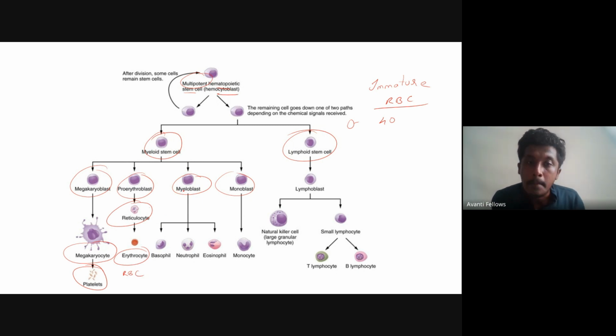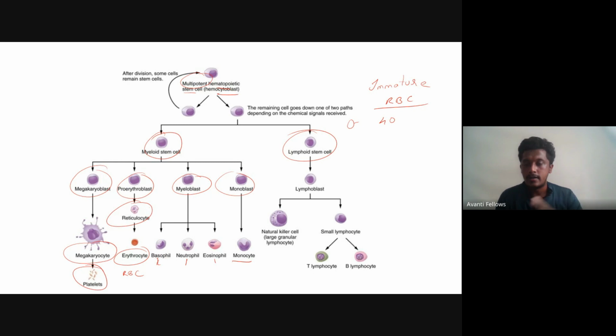Now coming to myeloblast, which gives rise to immune cells. Your WBCs can be divided into basophils, neutrophils, eosinophils, etc. When you talk about myeloblast, they give rise to three types of immune cells based on their behavior, which we'll talk about later. So it gives rise to basophils, neutrophils, and eosinophils. Finally, we have monoblasts, which give rise to monocytes, which are again immune cells. This is the part of myeloid stem cells. So if I ask what myeloid stem cells give rise to, it is platelets, red blood cells, basophils, eosinophils, neutrophils, and finally monocytes.